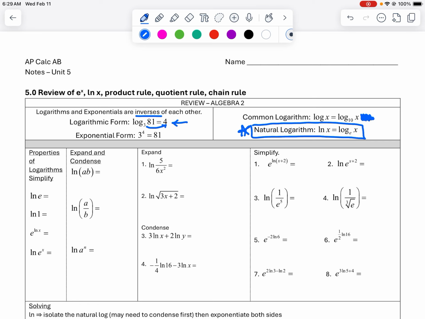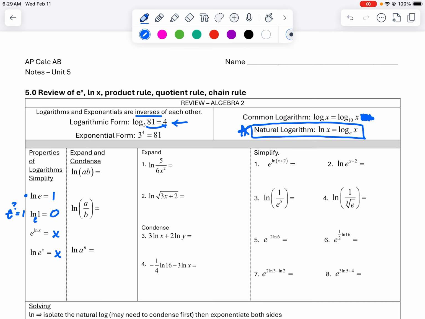If we look at the properties of natural logarithms, the natural log of e is 1, because they are opposite functions undoing each other. The natural log of 1 is like saying, if that's base e, then e to what power is 1, and that is 0. So the natural log of 1 is 0. And then e to the natural log of x, again doing and undoing, is just x. And natural log of e to the x is also just x.